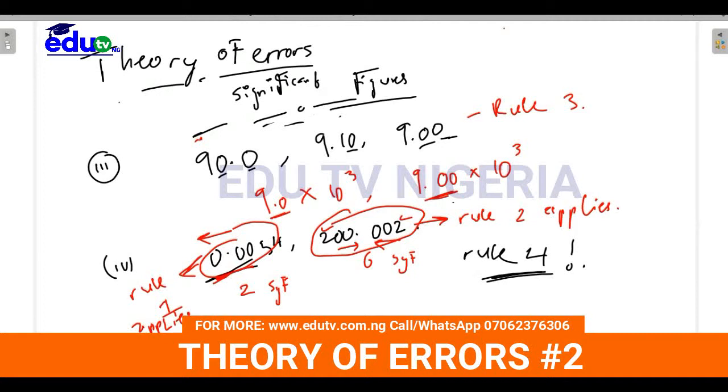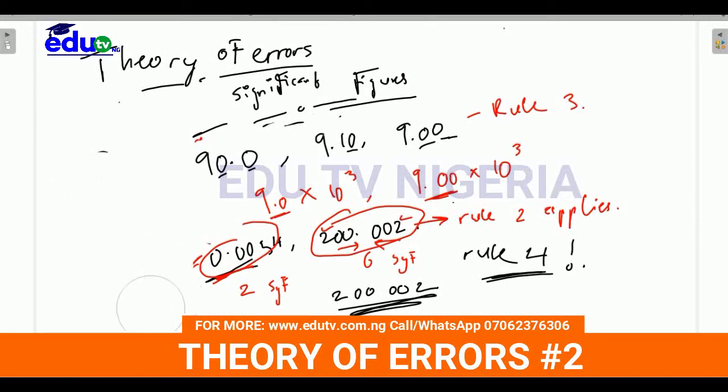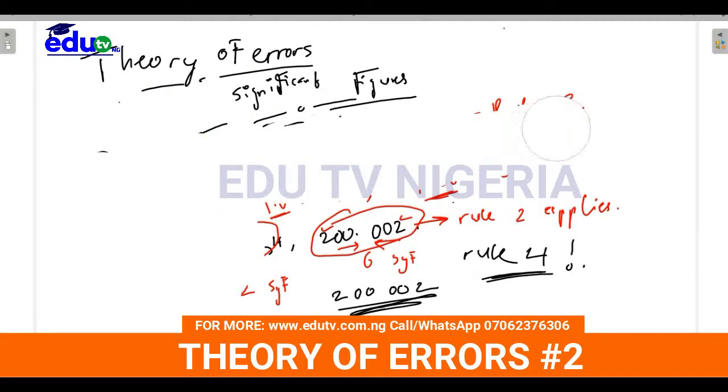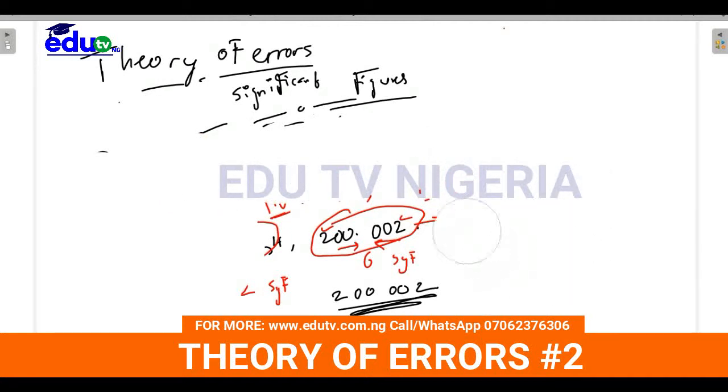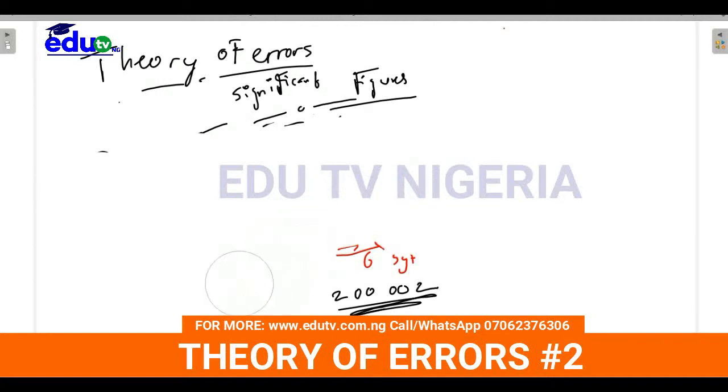You have 6 significant figures here. So that's that for rule 3 and rule 4. So we have the last rule, rule 5.